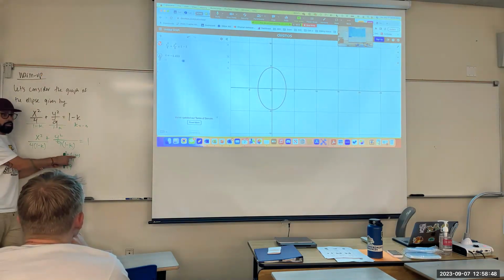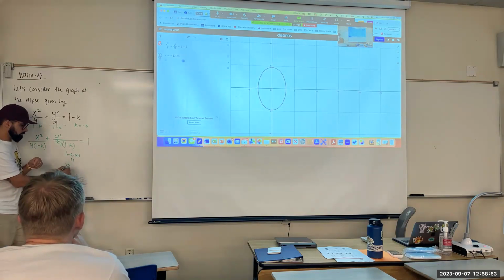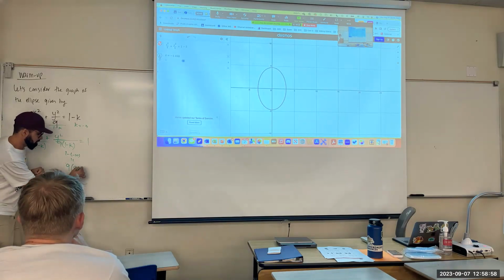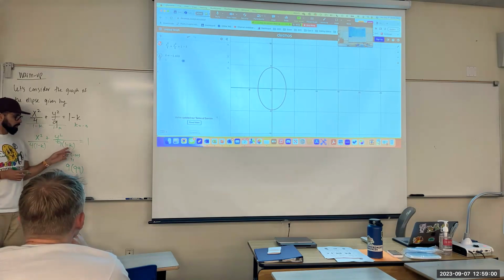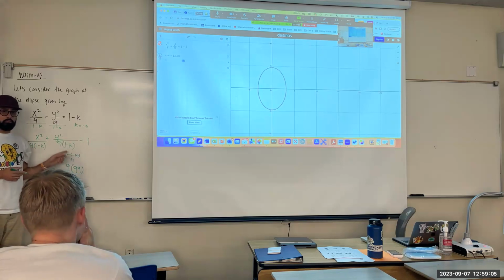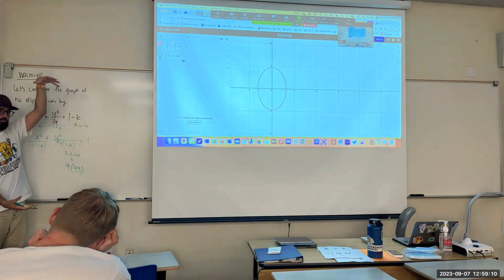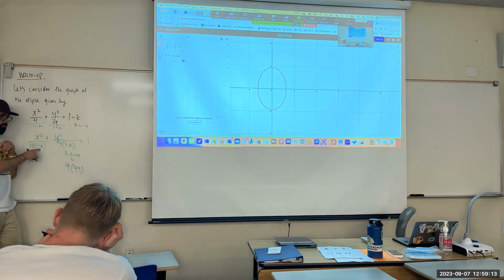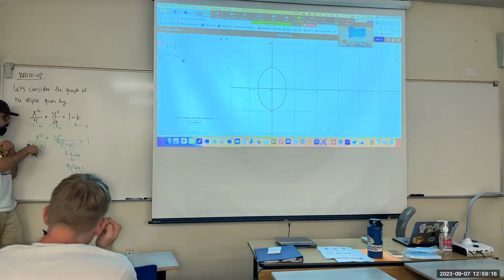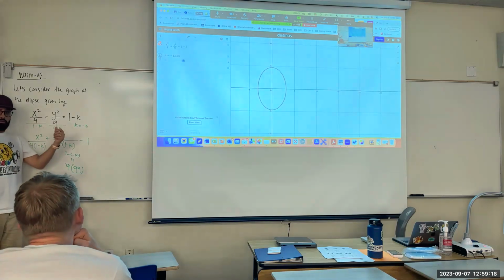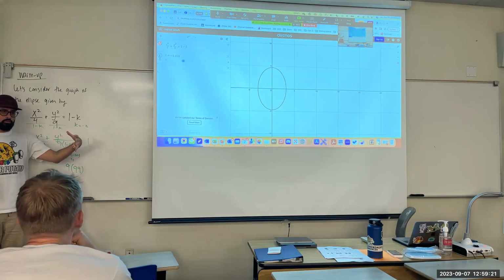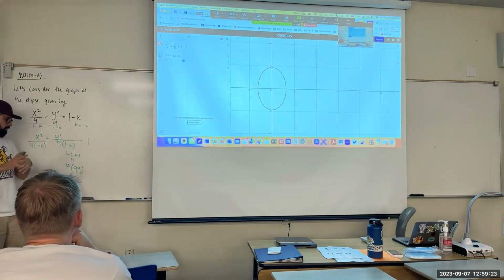But if I make k negative 100, now I get 101 times 9, a big number. But I just want you guys to notice, as k gets more negative, what happens to the denominator? It's getting bigger, which is why the ellipse is getting bigger. The same thing is true about this one. As k gets more negative, this number gets bigger, which is why the ellipse is getting bigger. You guys kind of see that? Yeah, a little bit.